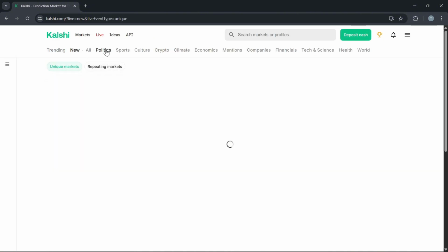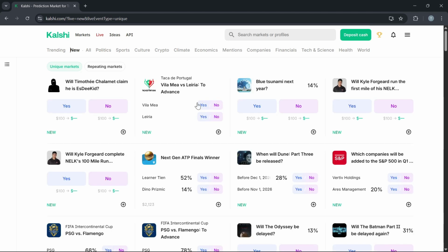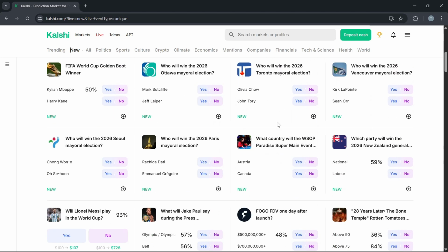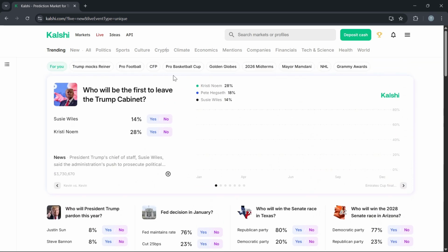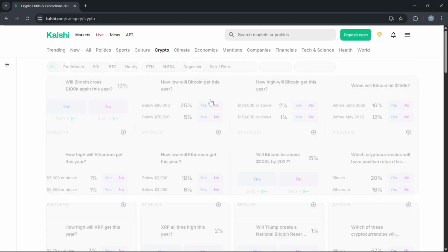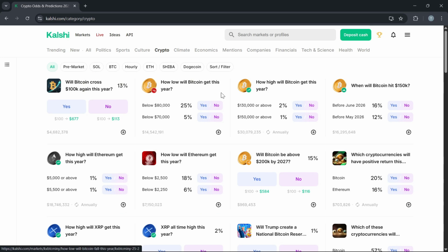Step 4. Browse markets. Now, explore the available markets. You'll see categories like politics, economics, sports, and global events. Each market is a yes or no question with prices that change based on probability.